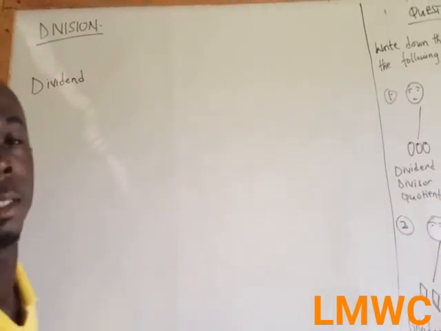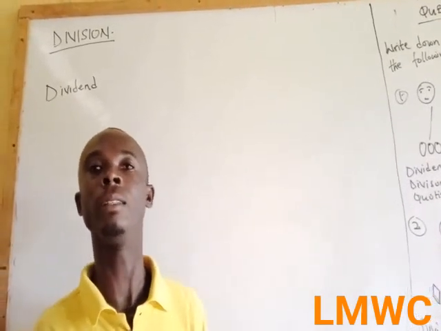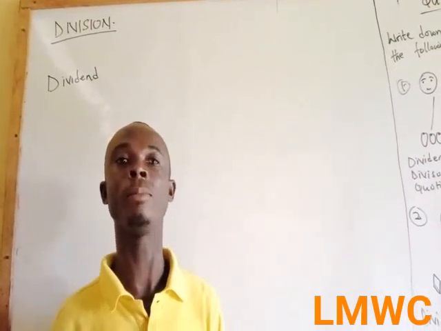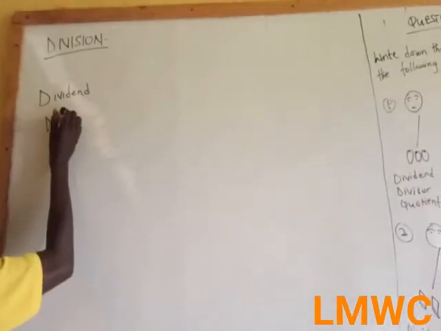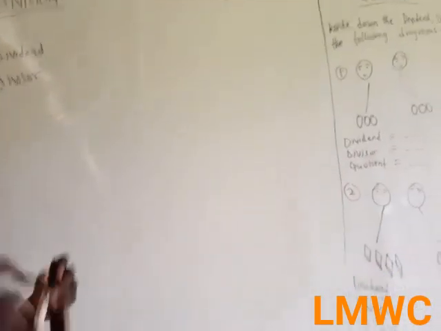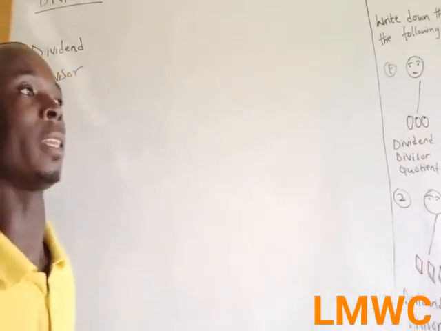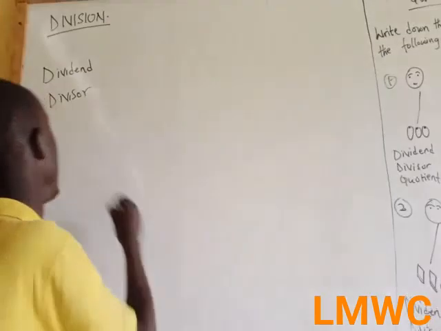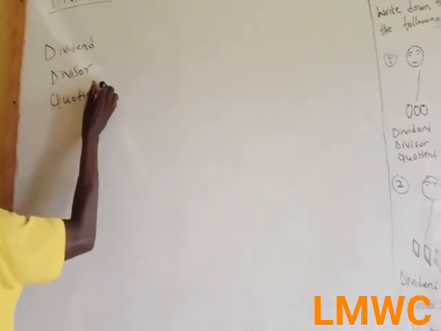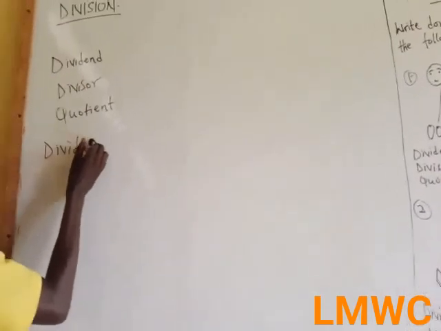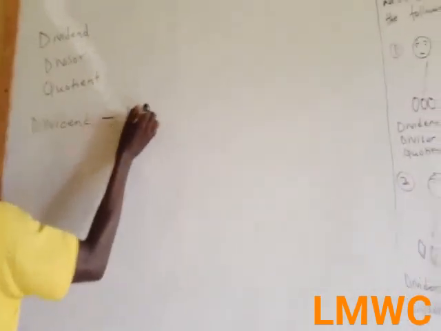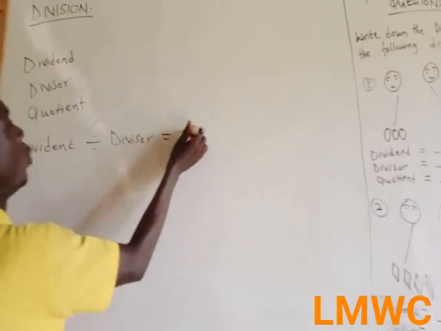So for division, we have something we call dividend. When we talk of dividend, this is the number that is being divided. And divisor. Divisor is the number that divides the dividend. And quotient is always our final answer. So we have dividend divided by divisor is equal to quotient.